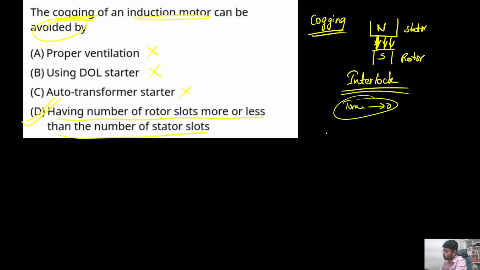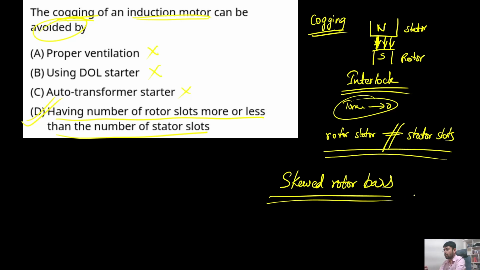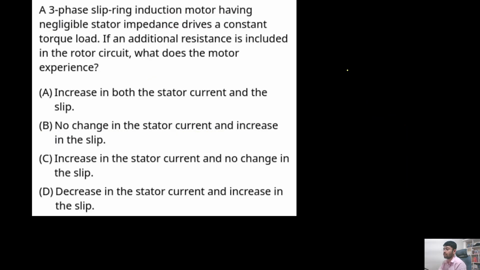So when the rotor slots are equal to stator slots, there will be interlocking. If it is not equal, then there is no positive probability of interlocking. And the other thing you can use is skewed rotor bars. This method will also prevent the cogging in the induction motor. So two methods: one is making the rotor slots not equal to stator slots, or using skewed rotor bars. So let's go to the next question.